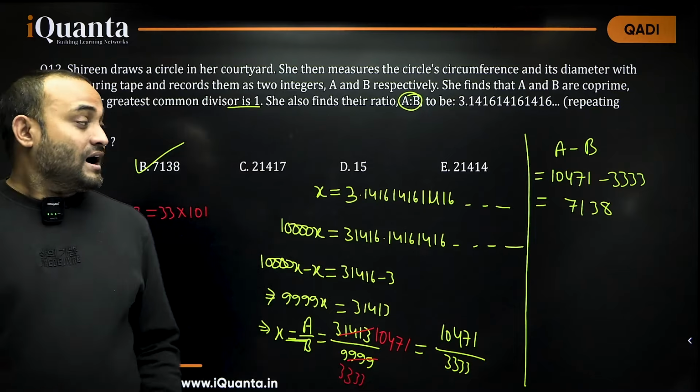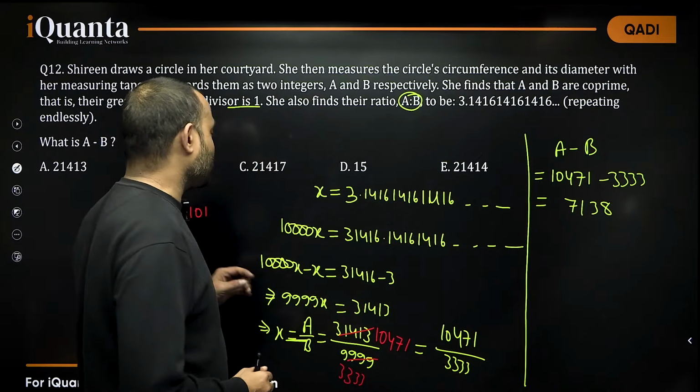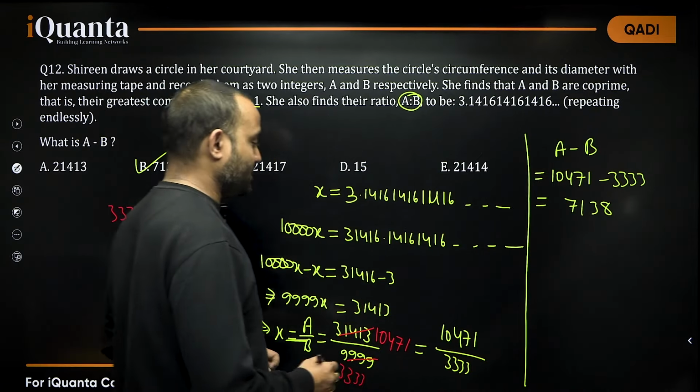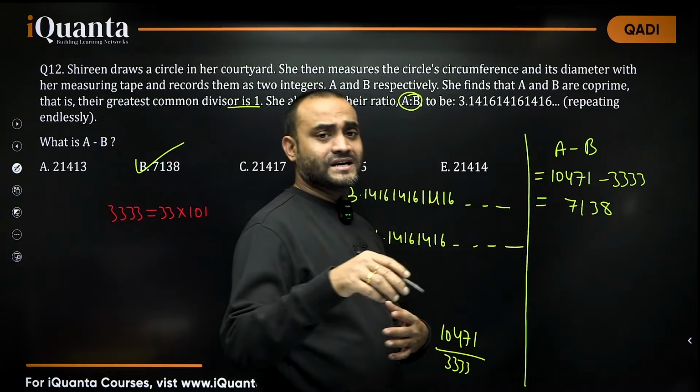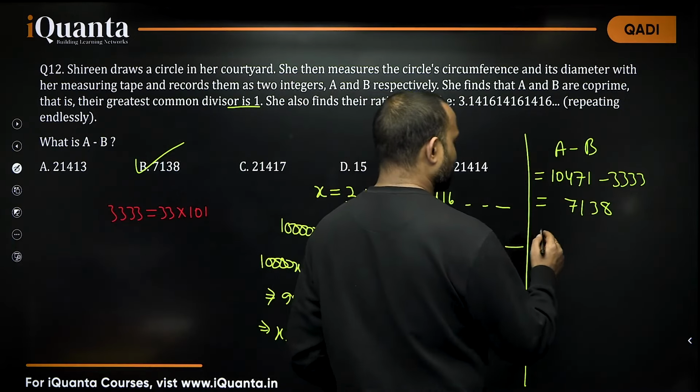Now, you can directly solve these types of questions to find A by B whenever you have a number which is repeated after the decimal point. So how do you convert it?